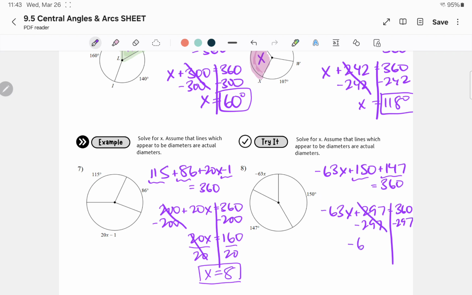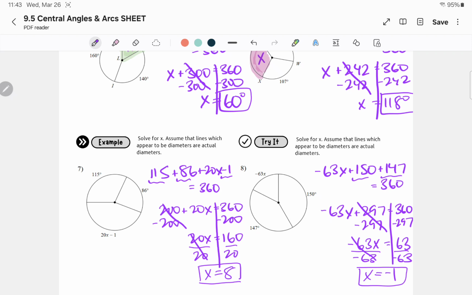So we're left with negative 63x on the left. And 360 minus 297, so that would be 60, 3 more, so that's 63. And now, to get x by itself, let's divide both sides by negative 63. And x is equal to negative 1.